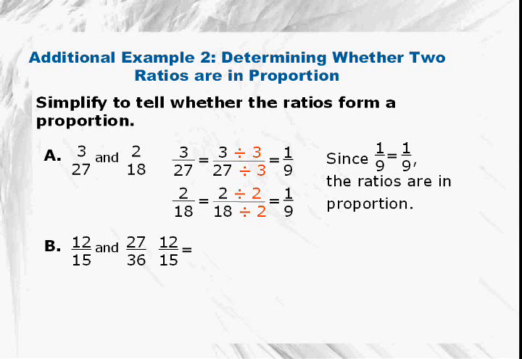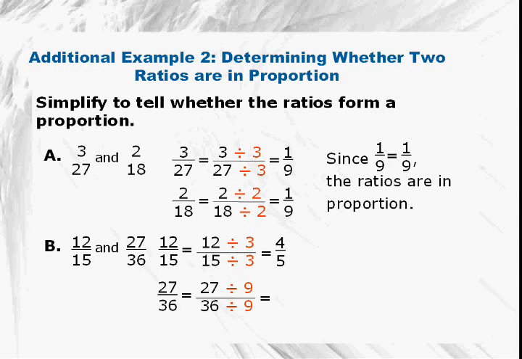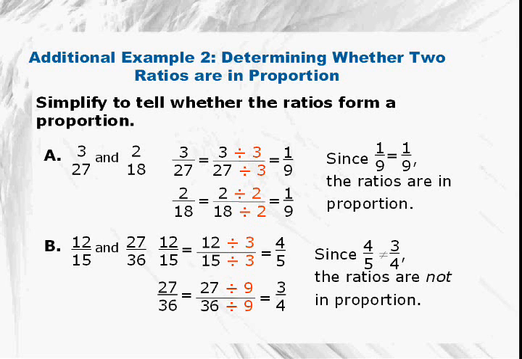12 to 15. You need to think of the biggest number that goes into both the numerator and denominator, which is 3. When you divide that, you get 4 to 5. Let's see if when we simplify 27 to 36, we also get 4 to 5. The highest number that goes into this numerator and denominator is 9. And I get 3 to 4. That means since they are not equal, the ratios are not proportional. They are not in proportion to one another.